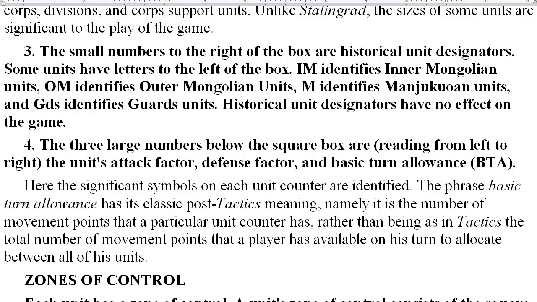There are also unit designators. There are a few extra letters beyond the numbers that you usually see. Namely, there is IM for Inner Mongolian, OM for Outer Mongolian, M for Manchukuoan, and GDS for Guards. The historic unit designators have no effect on the play of the game, but if you are doing classic play by mail, in which you generate a list of all of the units and then write down the squares they're located on, you actually need to identify the units so you can describe your move accurately.